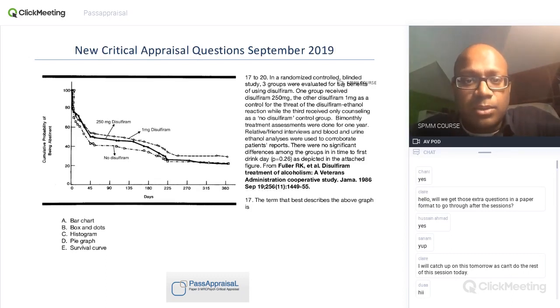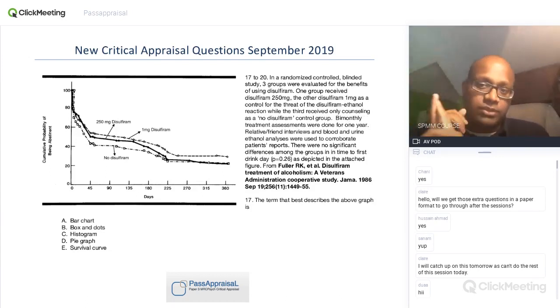In a randomized controlled blinded study, so this is an RCT, 3 groups were evaluated, so a 3-arm parallel RCT, for the benefits of using disulfiram. One group received disulfiram 250 milligrams, so that's an active dose. The other group received disulfiram 1 milligram as a control for the threat of the disulfiram ethanol reaction, while the third received only counseling as a no disulfiram control group.